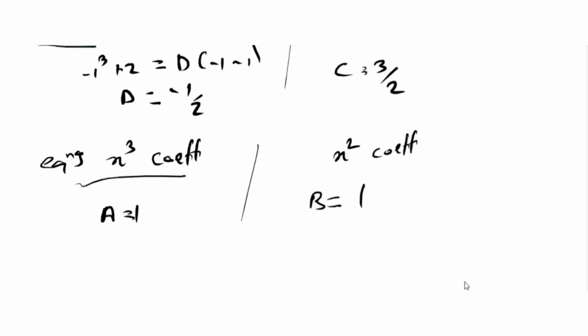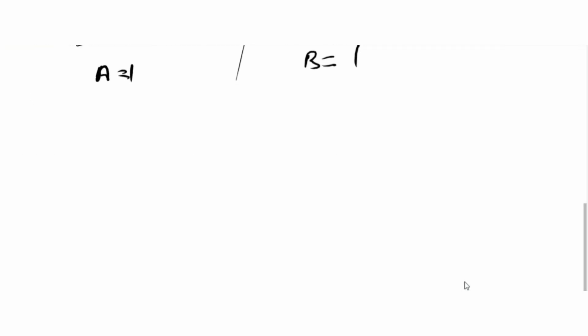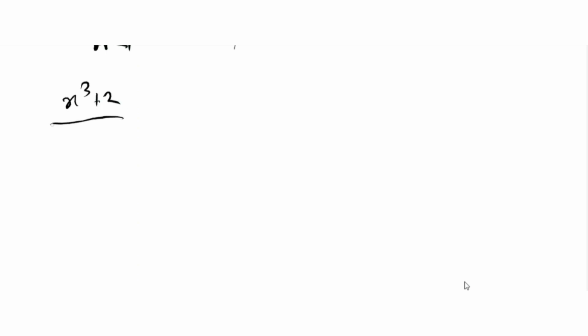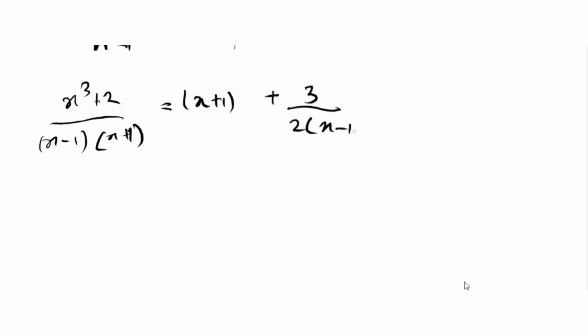So now that you have found everything, now it's time to write the final answer. The final answer is: x cubed plus 2 divided by x minus 1 times x plus 1 equals x plus 1 plus 3 over 2 times x minus 1 minus half times x plus 1. So this would be the final answer.